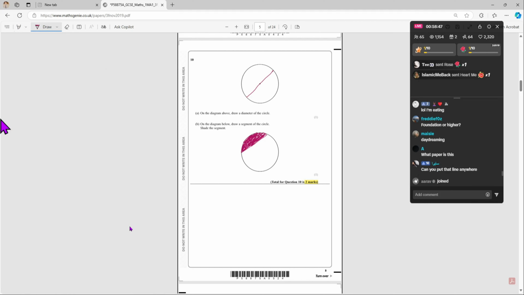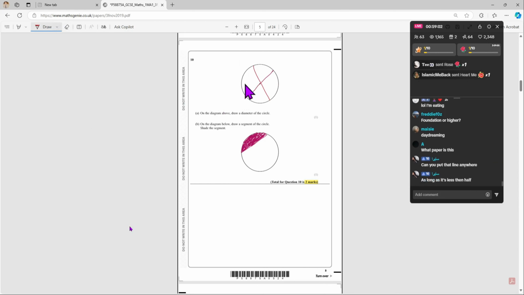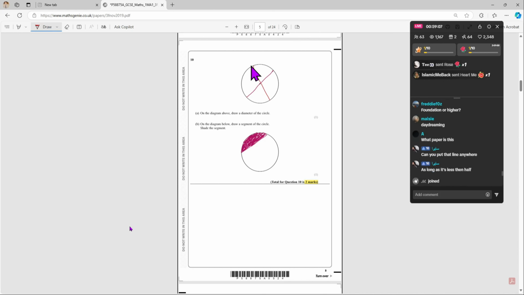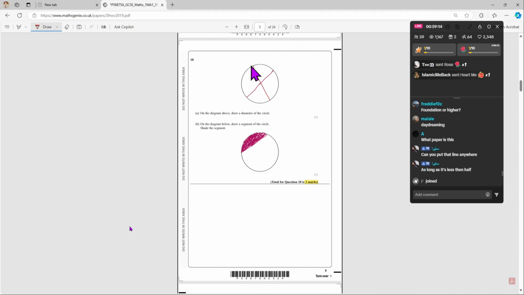So that is very easy. Can you put the line anywhere? Yes, you can shade in any segment, but it needs to be a segment for this one. And for this one, the diameter, you can do it in any direction. So you can do it like this, anywhere, but it has to go from one point to the other point, and then it has to go through the center. If it doesn't go through the center, then you're wrong. It has to go through the center. For this one, it has to be less than a half.